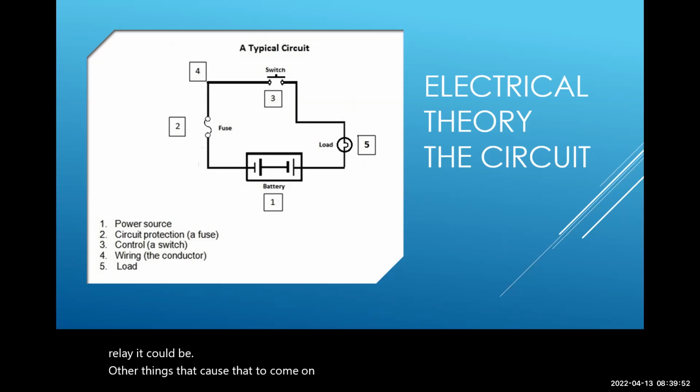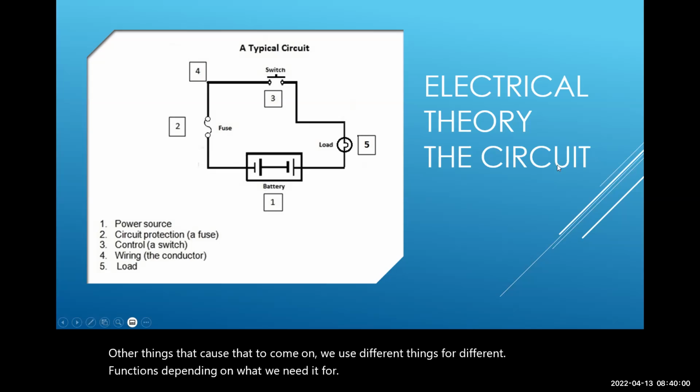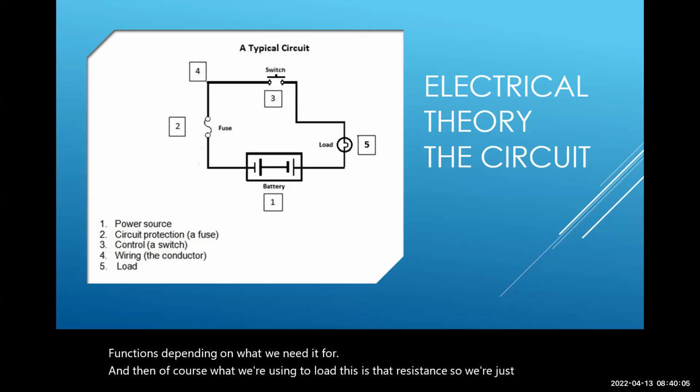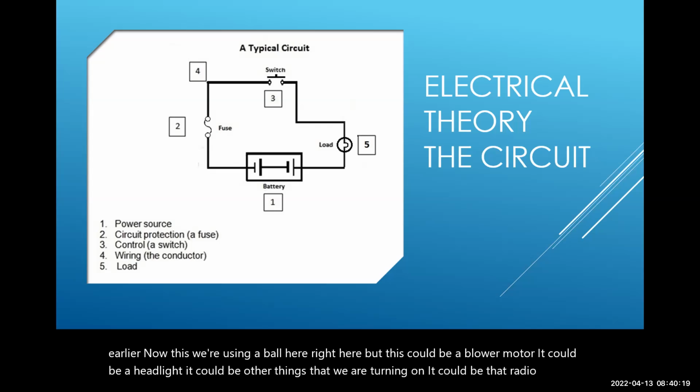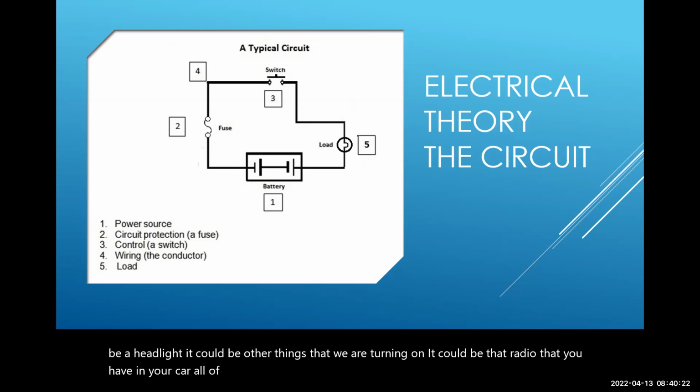We use different things for different functions depending on what we need it for. And then, of course, there's the load. This is that resistance I was talking about earlier. We're using a bulb here, but this could be a blower motor, a headlight, or other things that we are turning on. It could be that radio in your car. All of it could go on. Now, one thing I wanted to point out too is that we have to go in completion.